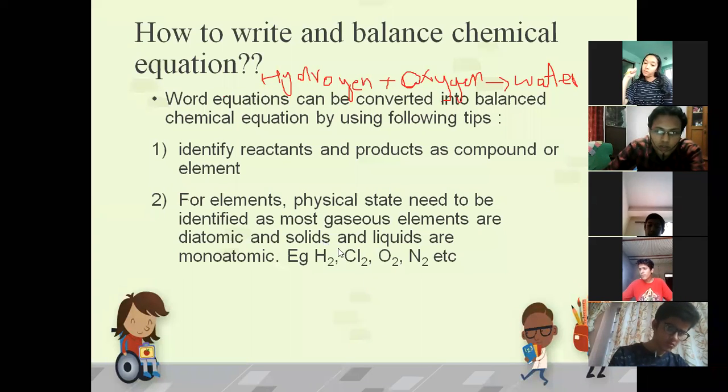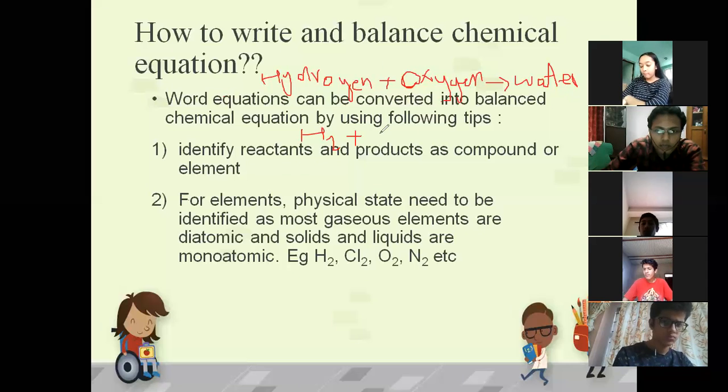Diatomic means their molecular formula will have two atoms. Two atoms combine together to form a single molecule of that element. For example, H2 for hydrogen, Cl2 for chlorine, O2 for oxygen, and N2 for nitrogen. So for hydrogen I have to write H2, and for oxygen it must be O2.